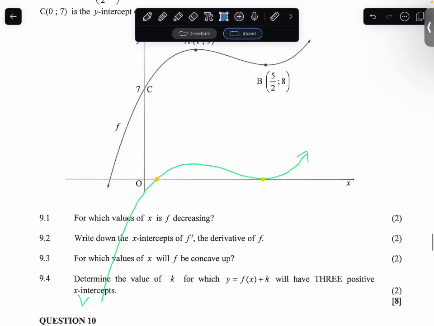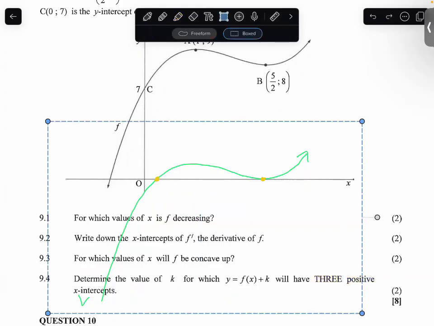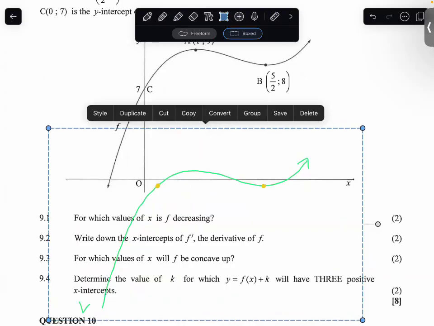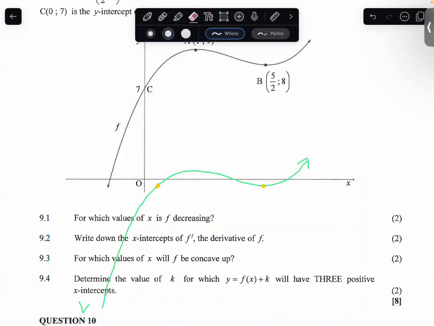If I shifted it so that the first turning point was on the x-axis, right? But that's not what I want. I want the graph to have 3 positive x-intercepts. And so if I shift it a little further down, just a little, and you look at this.